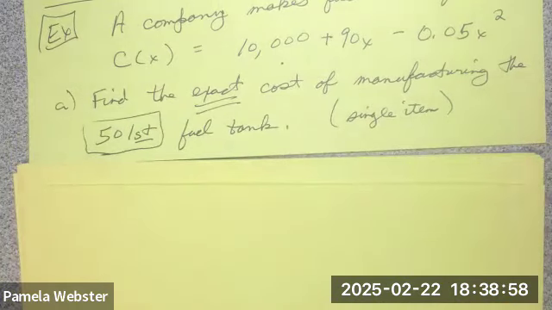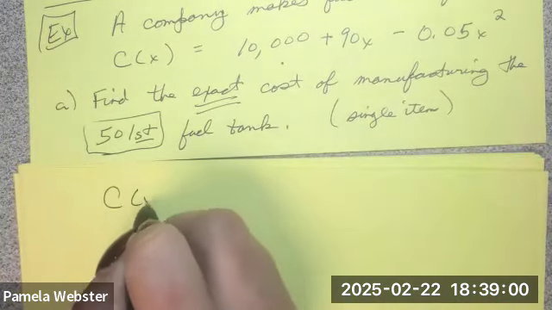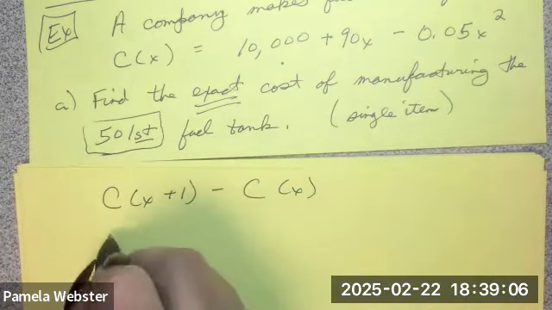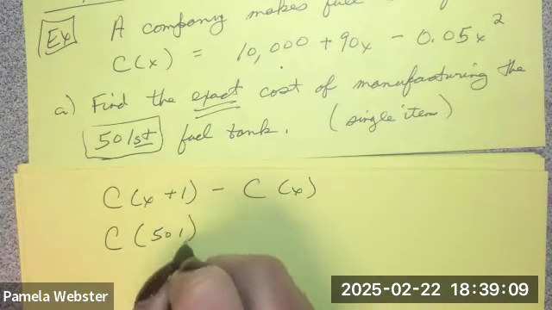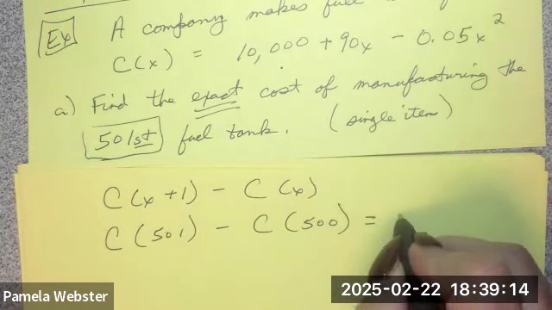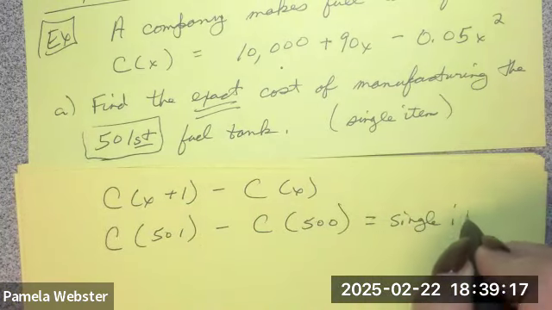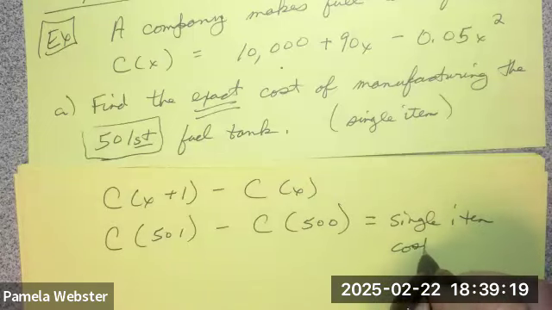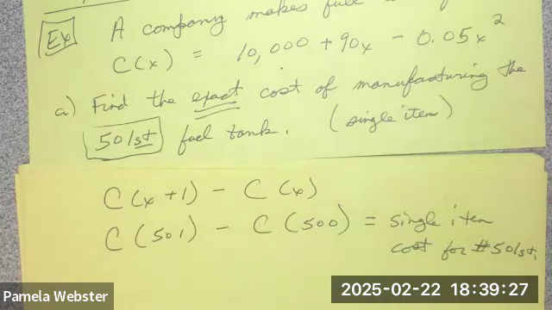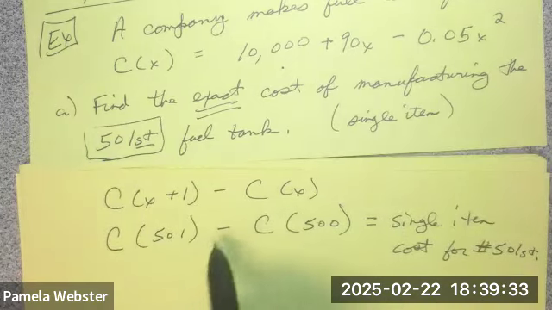So what we're saying is that to find the exact cost, we want the cost of x plus 1 minus the cost of x. Here that's the cost of 501 items minus the cost of 500 items, and that will give me the single item cost for the 501st guy. So take the total, subtract off 500 of them. That will give you exactly what's left in the gap between these two, which is just that one single item, the 501st guy.